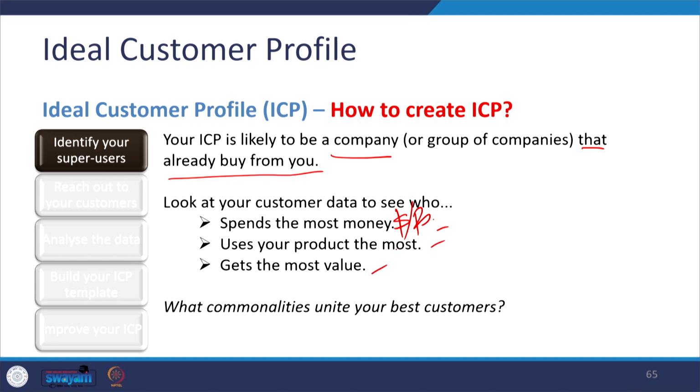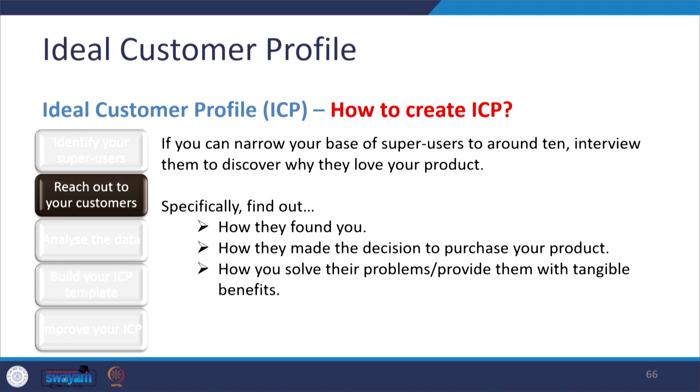So if someone ticks all these brackets, that particular business account or firm is nothing but your ICP, or ideal customer profile. And then you can work out what commonalities unite your best customers, right? Second stage, once you know this, is to reach out to your customers. So if you identified a particular customer, then reach out to them.